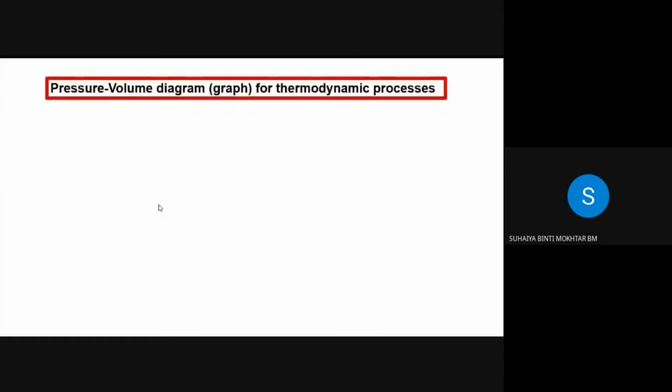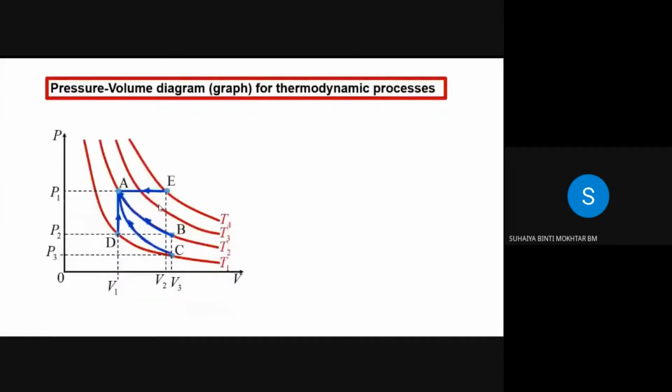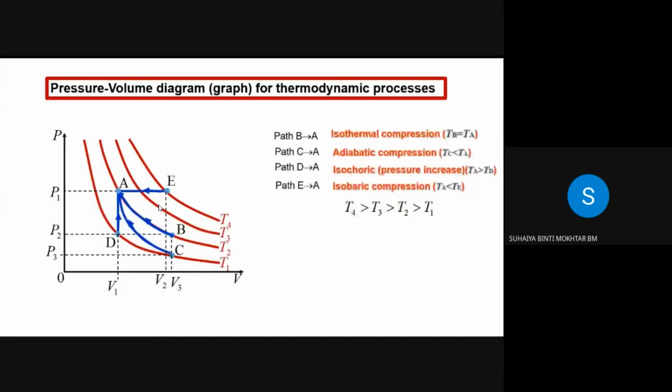Okay, those were all expansions. Now if we reverse the arrow, let's take case BA, arrow from B to A. The volume here decreases. Temperature here is T2, TA equals TB equals T2, constant temperature, so it is isothermal. Volume decreases, so it compresses. So it is isothermal compression.